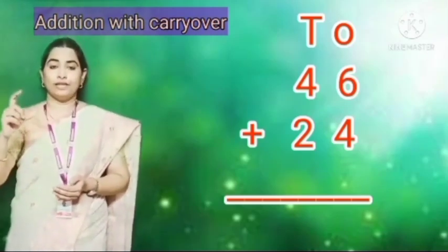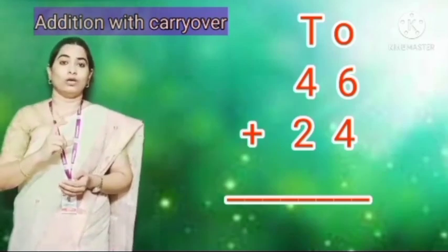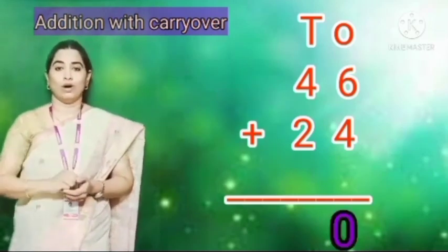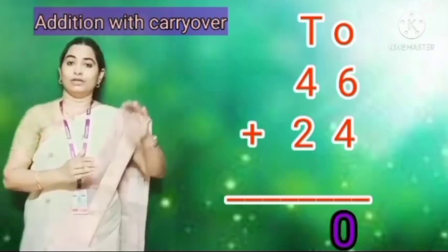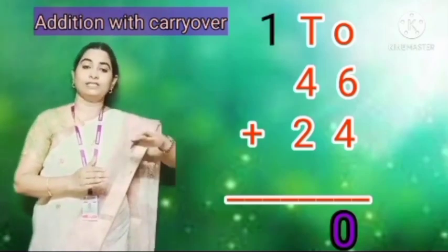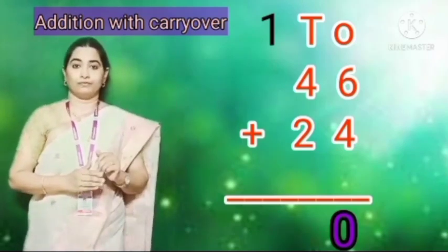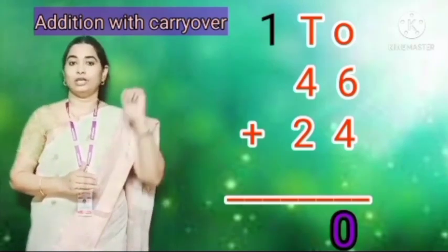So first we need to take 0 and put it in the ones place. And 1 will go in the tens place, that is carryover. We take 1 as carryover.